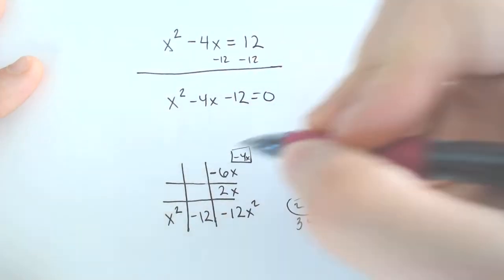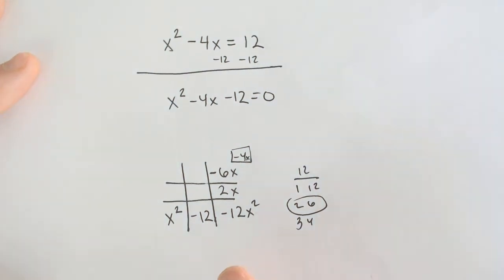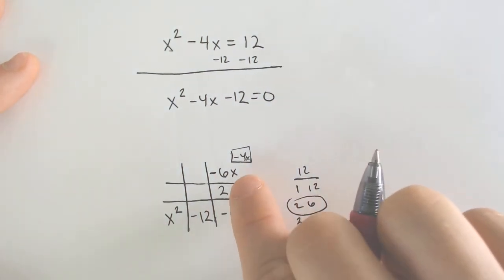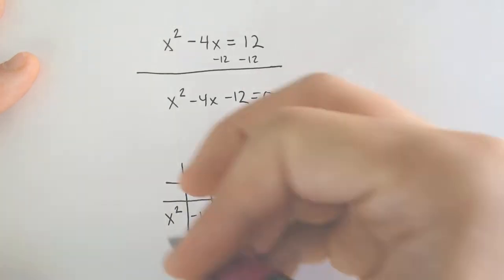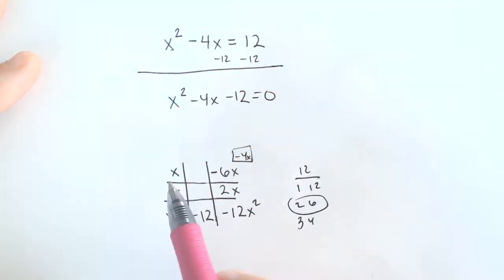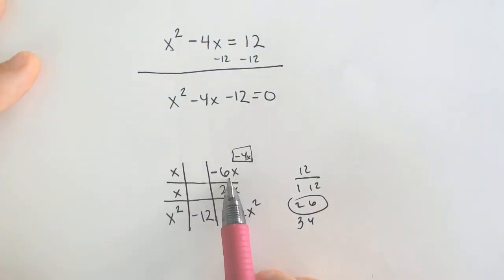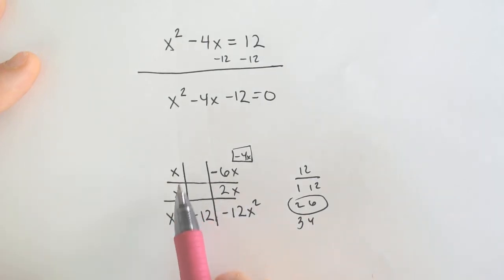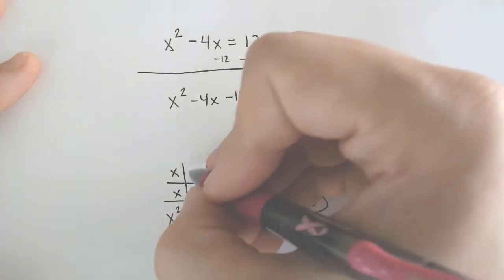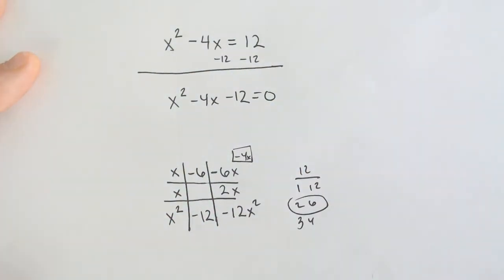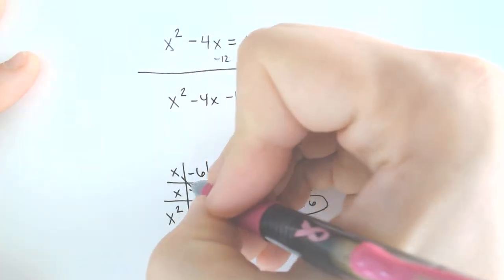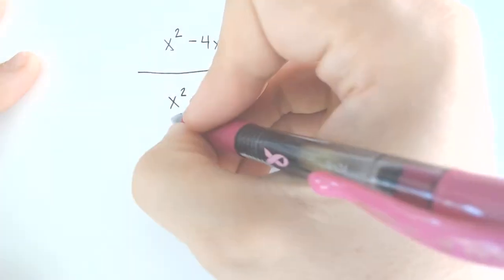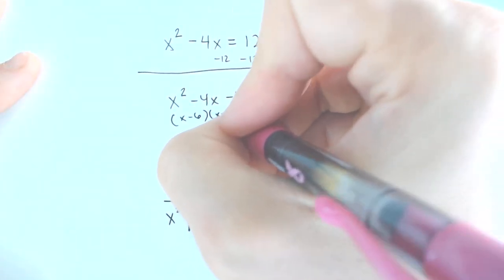In order to add to negative 4, but yet multiply to negative 12, it would have to be negative 6, because if the number in the box is negative, the bigger number is guaranteed to be negative. And then your greatest common factor goes here. What goes into both 6x and x squared is x, and what goes into 2x and x squared is x, and x times x multiplies to x squared as well. X times negative 6 is negative 6x, x times 2 is 2x. The crisscross is your factors. So we have x minus 6 and x plus 2.